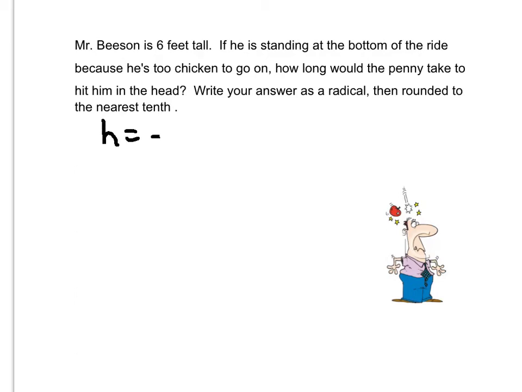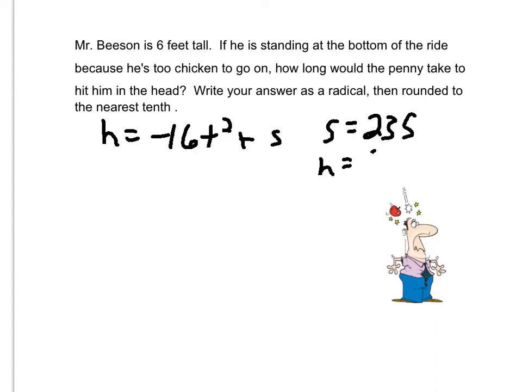So again, I'm going to put my height equals negative 16 times t squared plus the starting height. Well, it's the same ride, so the s is 235 feet. I'm going to try to solve for the t, okay? So I need to know the h. Well, now instead of hitting the ground at the end, it's going to hit Mr. Beeson, who's 6 feet tall. So h is now going to be 6. And now I'm going to plug in what I know. Mr. Beeson's height, that we need to have the penny hit him in the head, is equal to negative 16 times t squared plus 235.